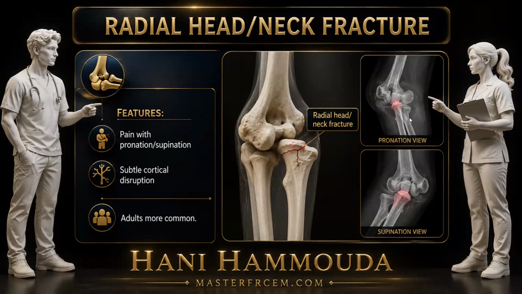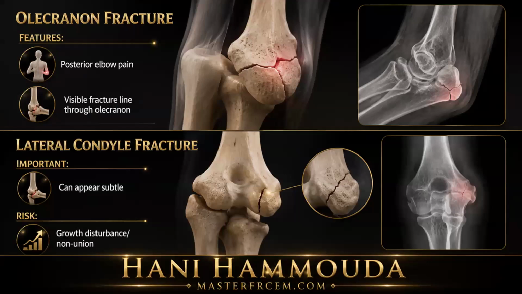Okay, this is the pronation view and this is the supination view. What is the diagnosis? Olecranon fracture. Yes. So if the actor gave you an X-ray, you should diagnose. Posterior elbow pain, when you touch this area he has tenderness. Visible fracture lines through the olecranon, so obvious, in this view or this view, obvious on both sides. Lateral condyle fracture also. So this one is olecranon, this one is lateral condyle fracture.